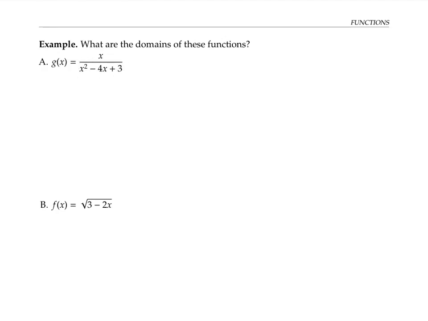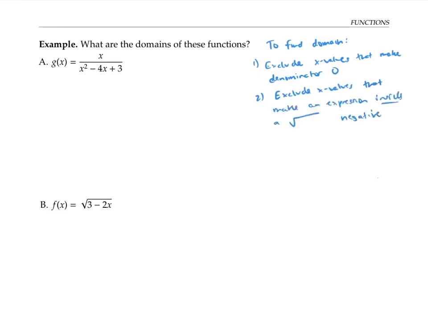Specifically, to find the domain of a function, we need to exclude x values that make the denominator 0, since we can't divide by 0. We also need to exclude x values that make an expression inside a square root sign negative, since we can't take the square root of a negative number.